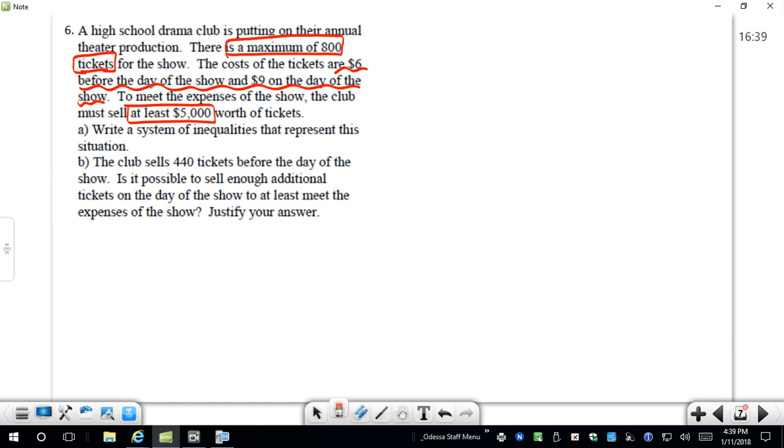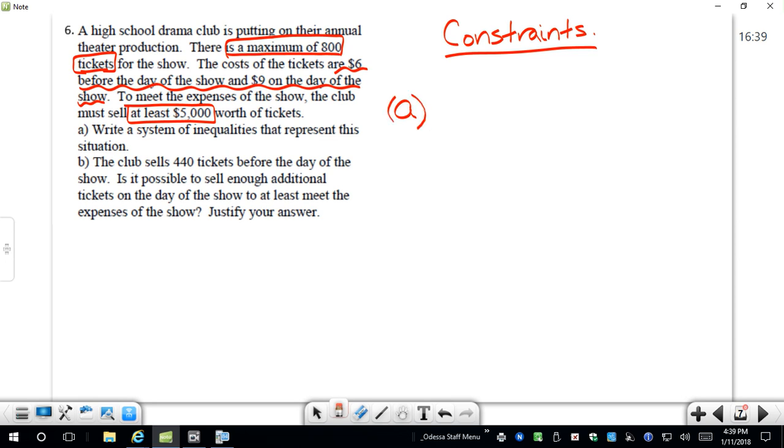Now, before a lot of us even read A, we might have known that we were going to set up inequalities because of some key words in there like a maximum of 800 tickets and at least $5,000. Those are some key words that tell us that we have, remember what they're called? Constraints. Constraints, guys. Very important word. The Regents will use it. Constraints. Remember, those are the things that are restricting us in the problem.